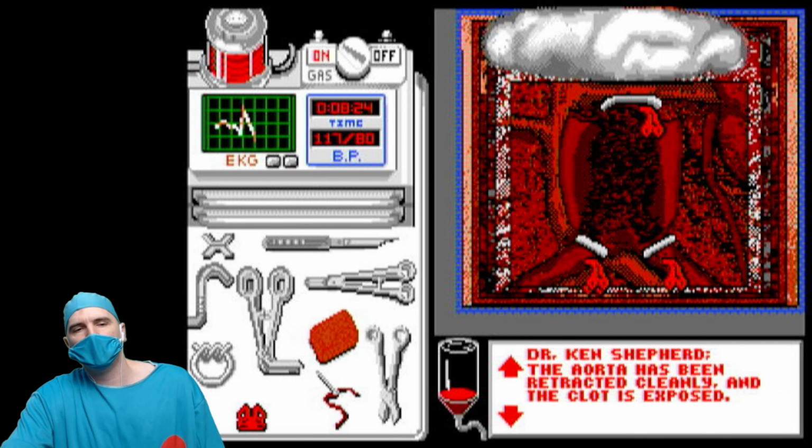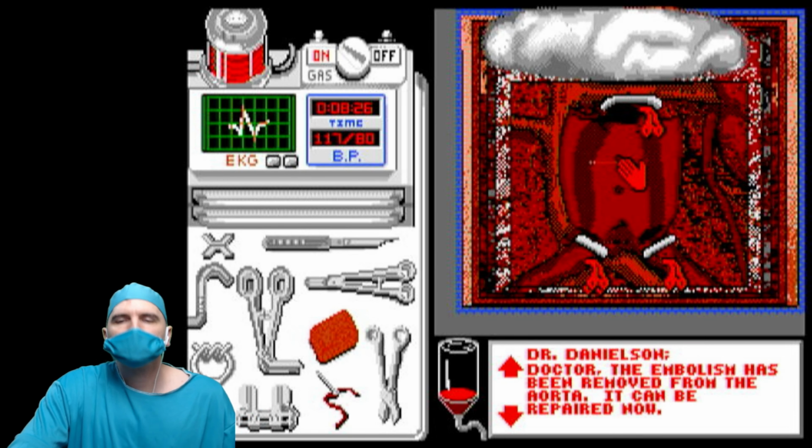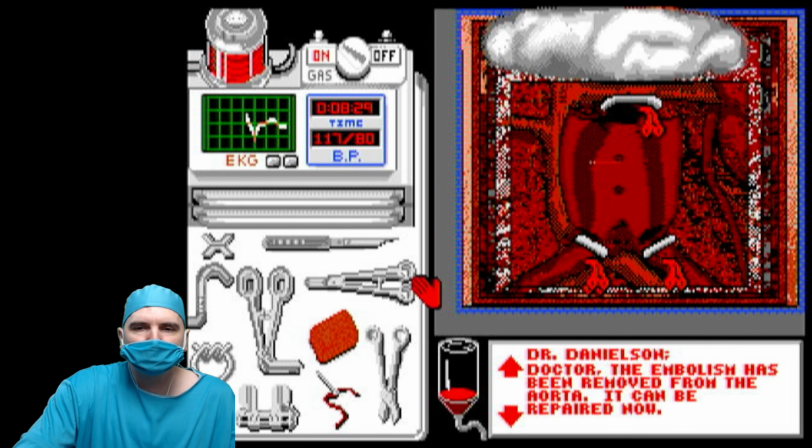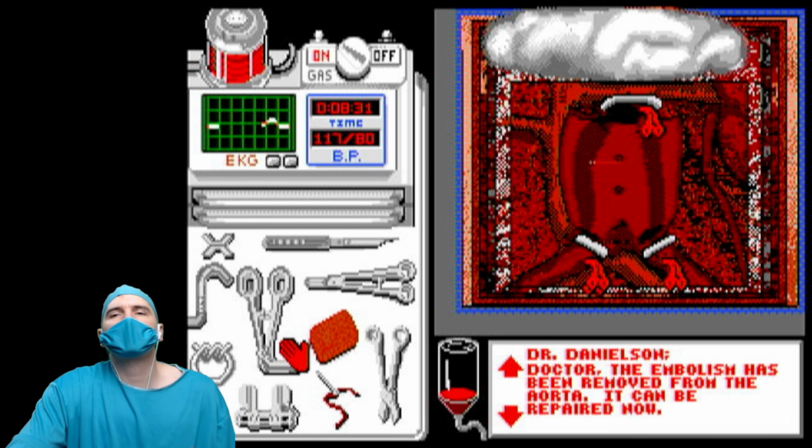The aorta has been retracted cleanly, and the clot is exposed. There we go. Doctor, the embolus has been removed from the aorta. The clot can be repaired.